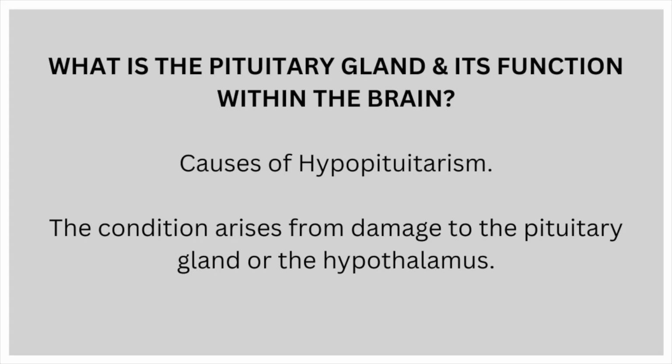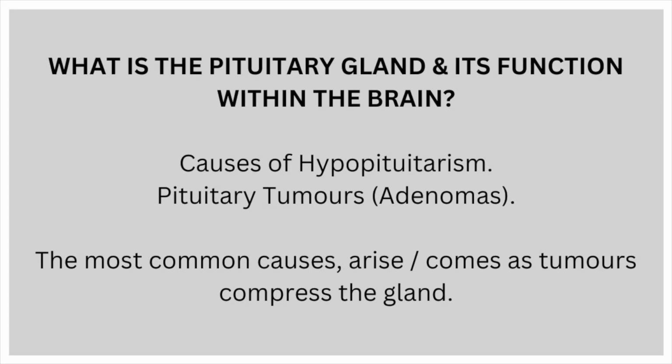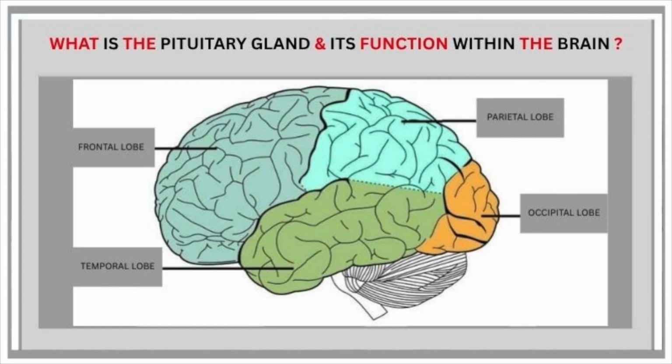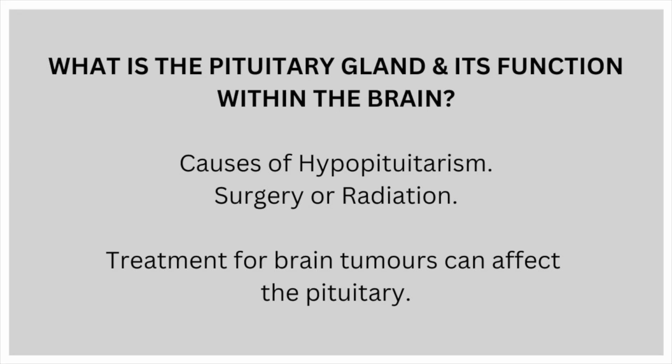So what actually causes hypopituitarism? The condition arises from damage to the pituitary gland or the hypothalamus. Pituitary tumours or adenomas. The most common cause comes as the tumours compress the gland. Head trauma. Brain injury from accidents can damage the gland also. Surgery or radiation. Treatment for brain tumours can affect the pituitary gland.